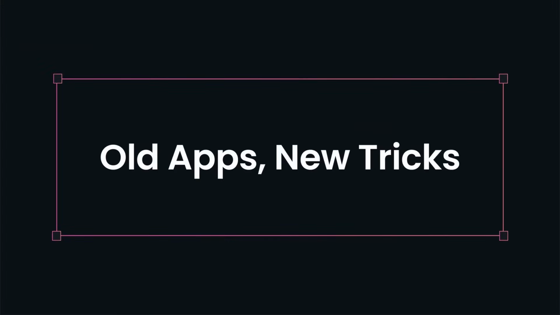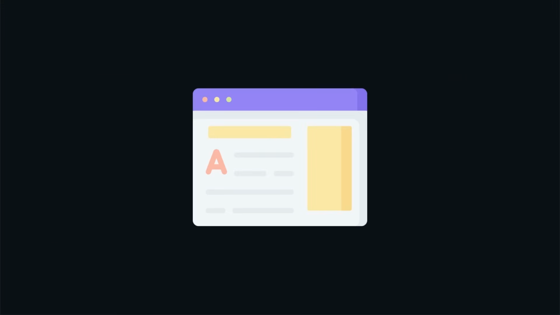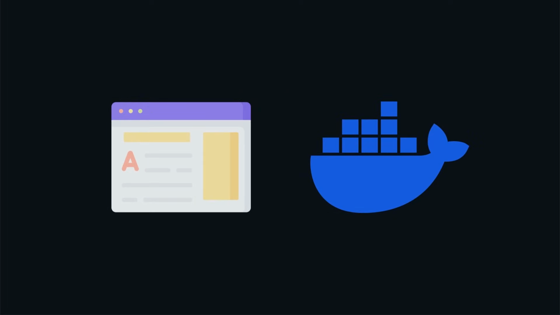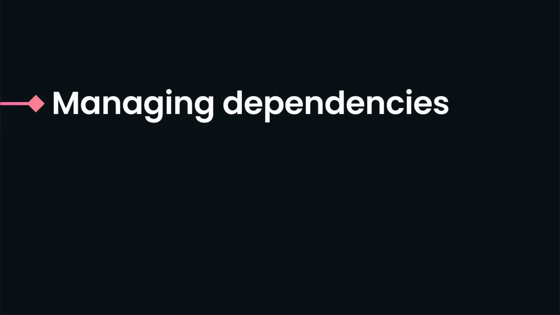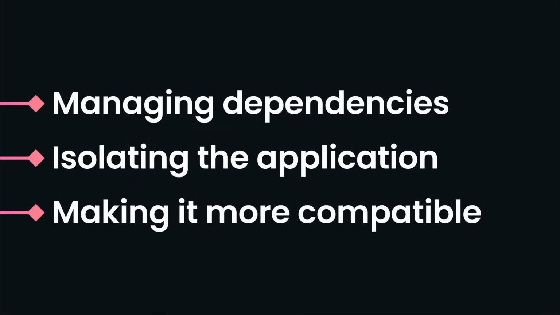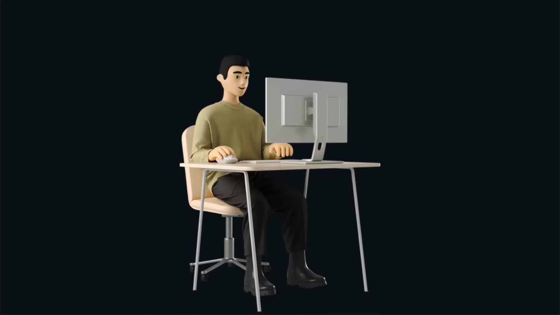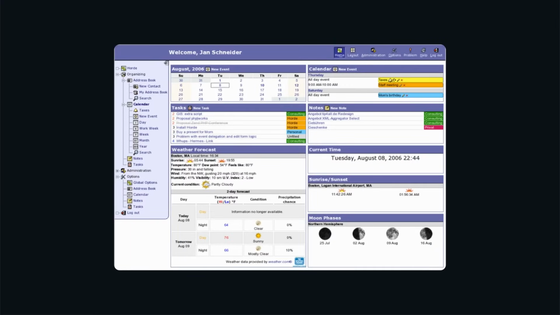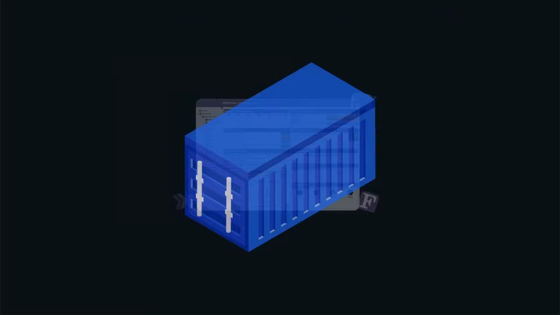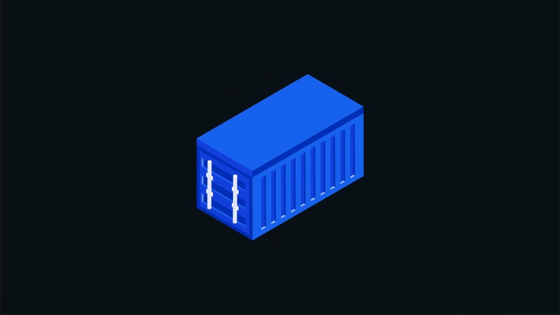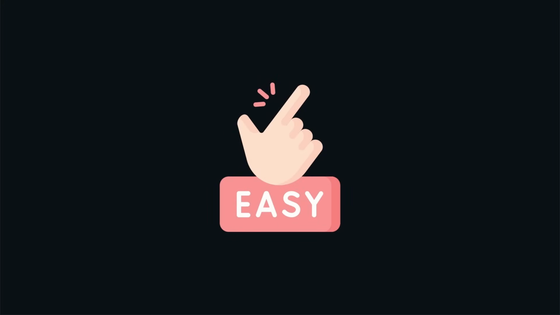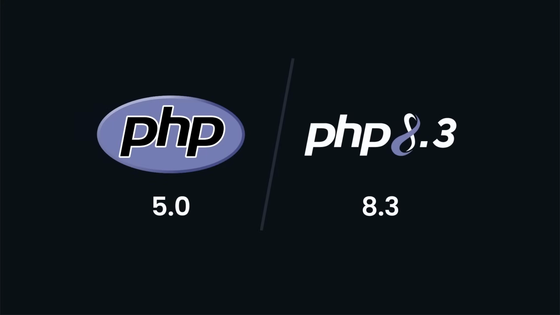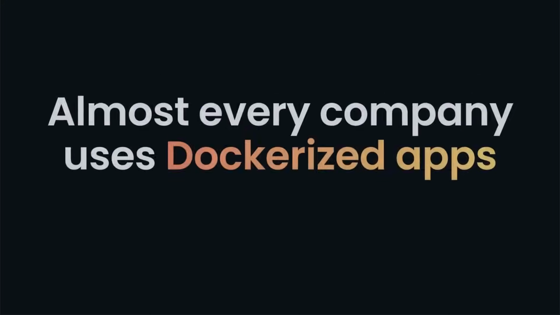And finally, old apps, new tricks. Even for older applications, Docker can breathe new life. It helps in managing dependencies, isolating the application, and making it more compatible with modern systems. Imagine you're working at a big tech company that is using a big, scary legacy monolithic application written in an older programming language or version. Dockerizing that application allows you to isolate the application and its dependencies, making it easier to maintain from your environment where you might be using the latest versions of runtimes or languages.